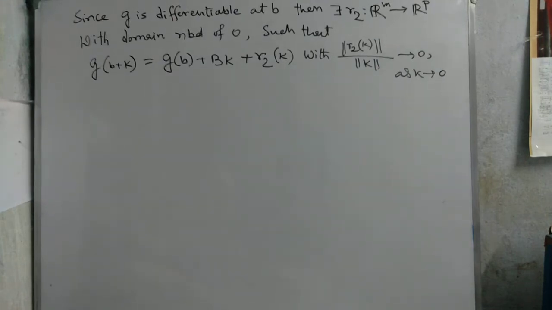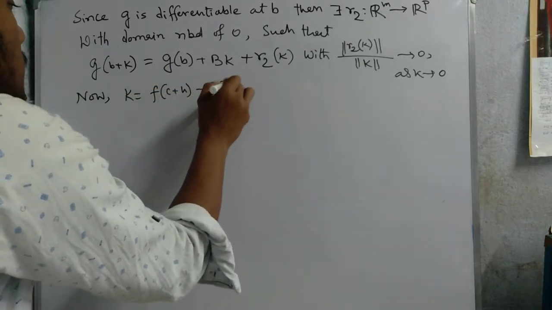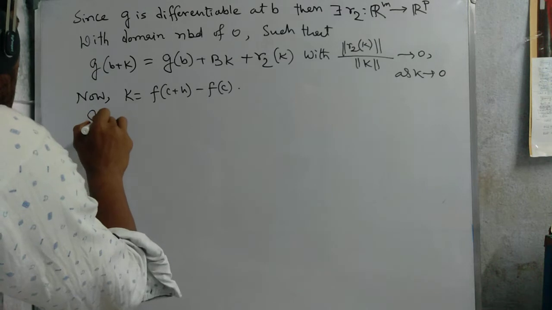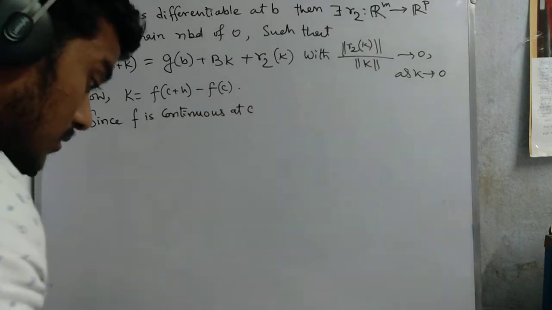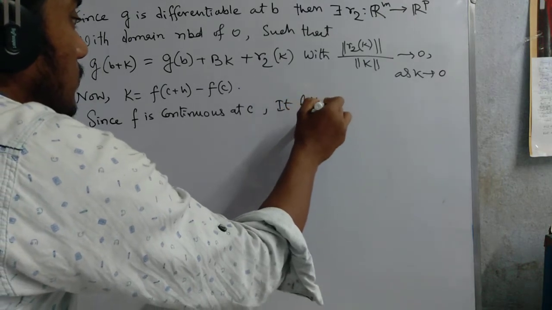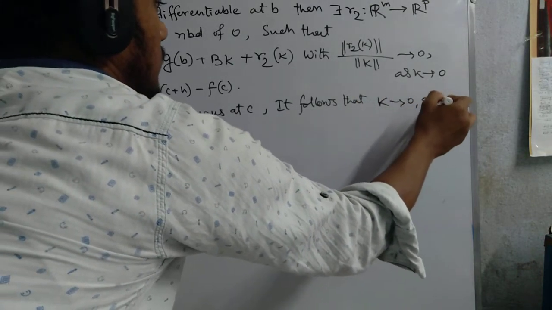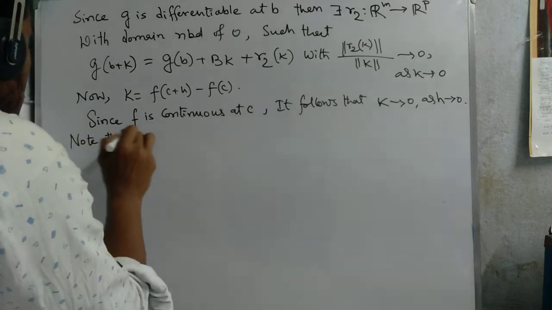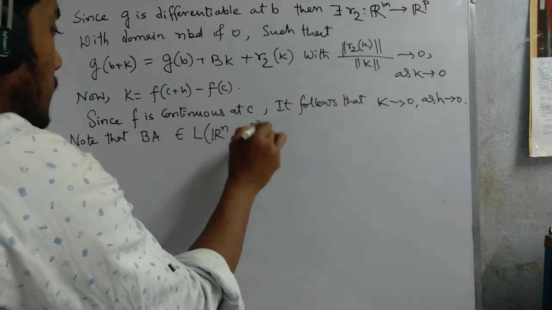Now k equals f(c+h) minus f(c). Since f is continuous at c, it follows that k tends to 0 as h tends to 0. Note that BA belongs to L(R^n, R^p).